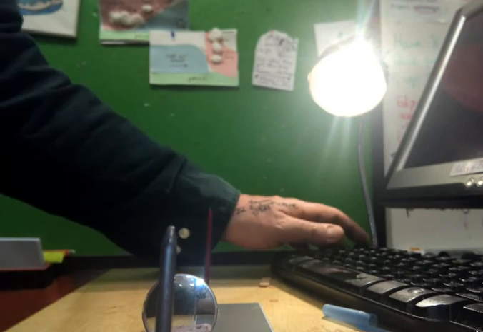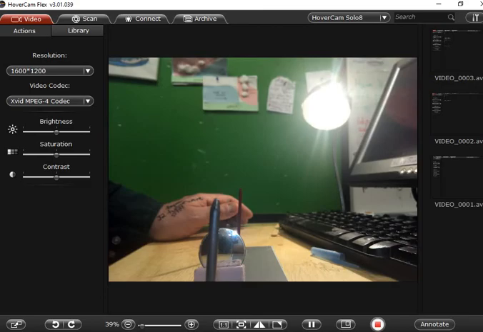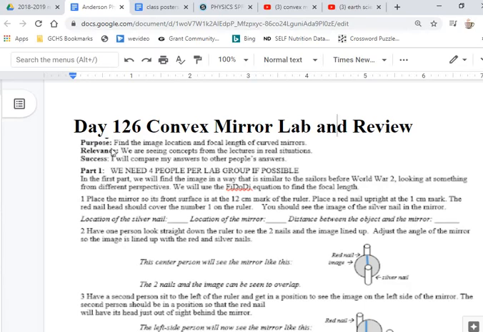This is day 126, the convex mirror lab, and then some time to review. The first thing we're going to look at is the printout of this. The purpose is to find the image location and the focal length of curved mirrors. And these are going to be curved like the outside of a bowl, known as a convex mirror. Relevance: we are seeing concepts from lectures in real situations. Success: I will compare my answers to other people's answers.